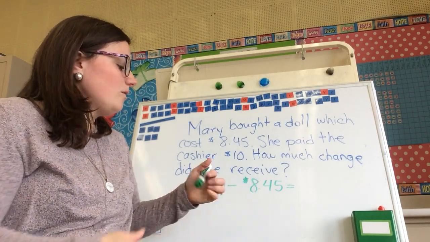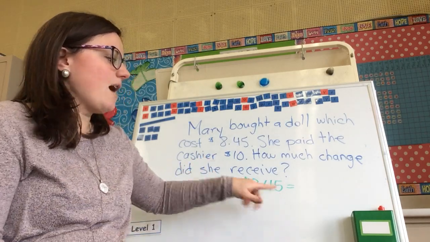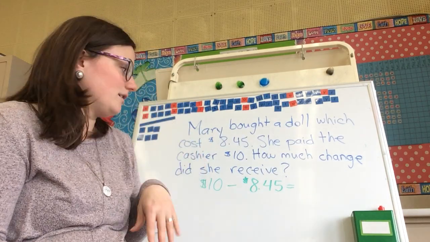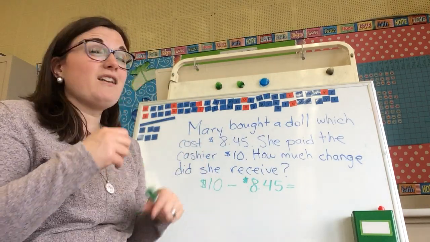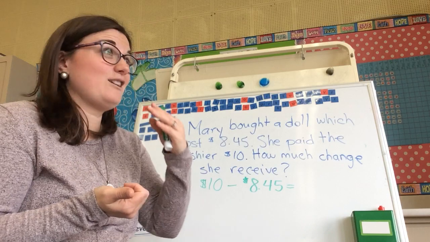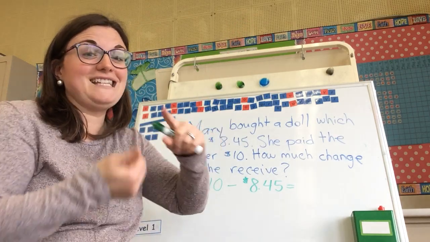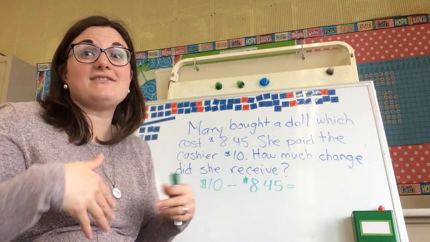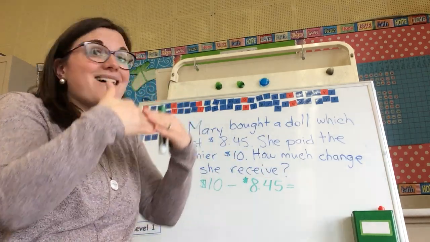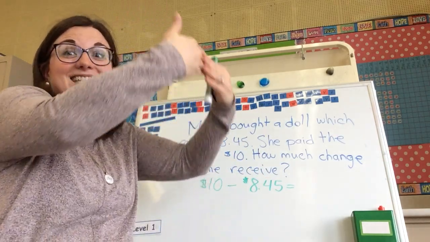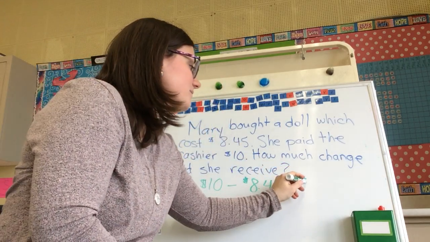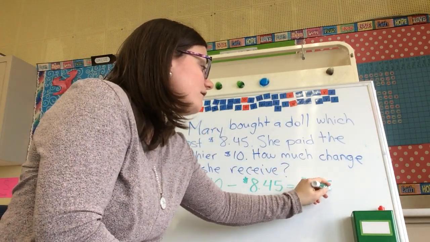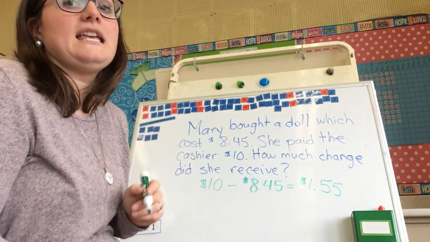Okay, now I can look at the 45 and say, how much would it take me to get up to $9? Well, 5 more would give me 50, and I know 50 to 100 is 50, right? 60, 70, 80, 90, 100. So that would be 55 cents to get me to $9, and then to go from 9 to 10 would be $1. So I'd have $1.55.